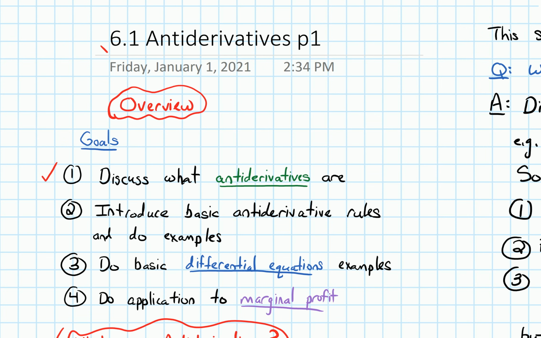So in terms of our goals for this section, we've now talked about some basic antiderivative rules, and we did a few examples computing antiderivatives. In the next video, we will talk about what differential equations are. Those are equations that have derivatives in them, in which we try to figure out what the original function is. And we'll do some examples.